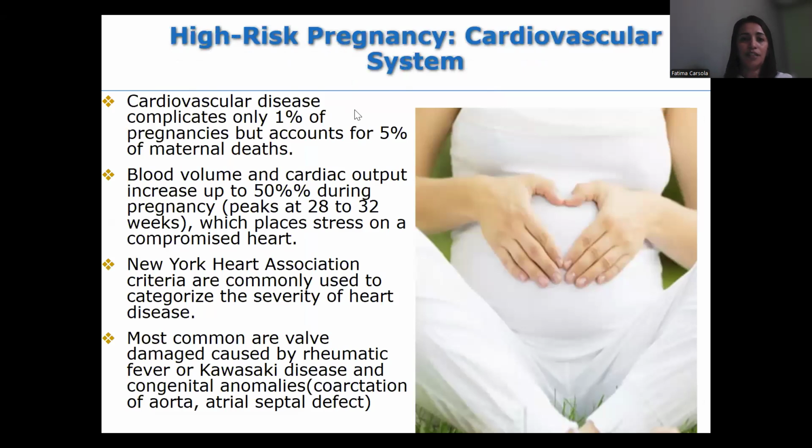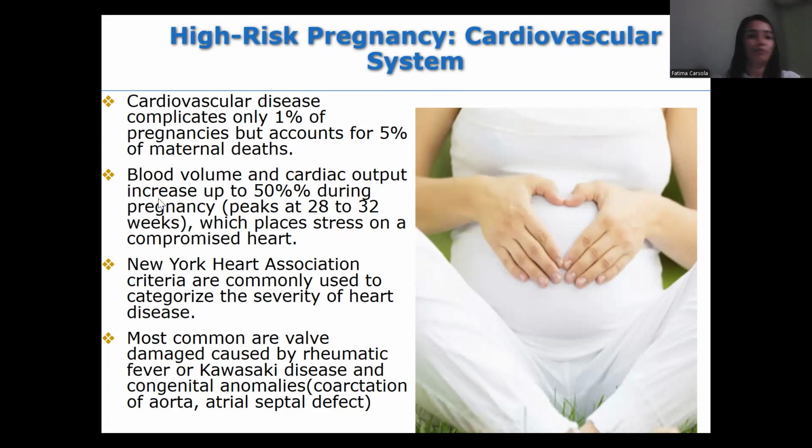So the first topic that we will have is diseases of the cardiovascular system, or cardiovascular disease. It affects 1% of all pregnancies, but it accounts for 5% of maternal deaths, meaning that when there are maternal deaths, 5% could be coming from a cardiovascular disease.